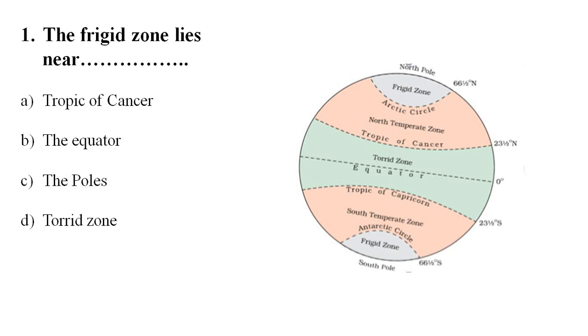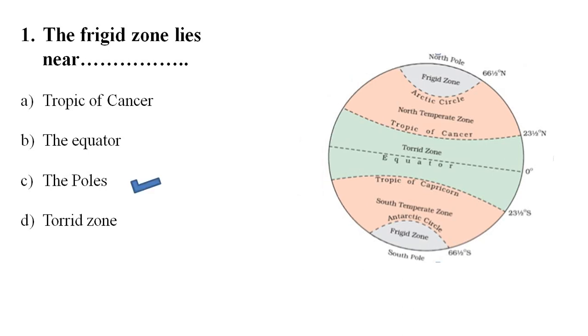Let's see what you have learned. Students, your first question is, the frigid zone lies near dash. Your options are A. Tropic of Cancer, B. the equator, C. the poles, D. torrid zone. And your right answer is option C, the poles.